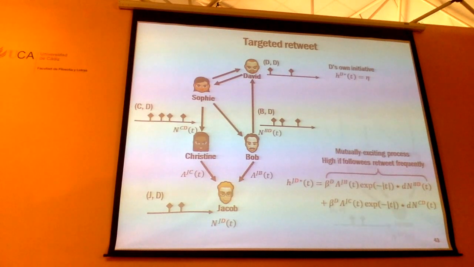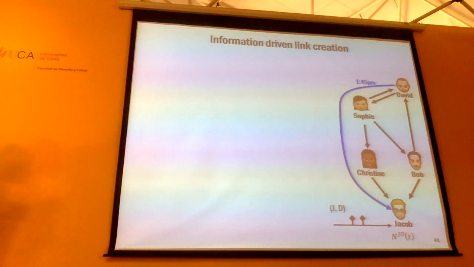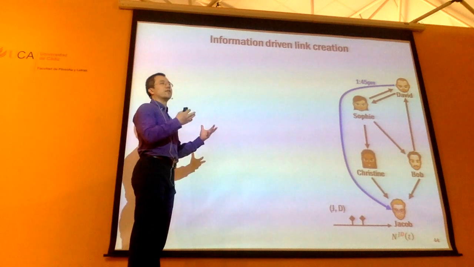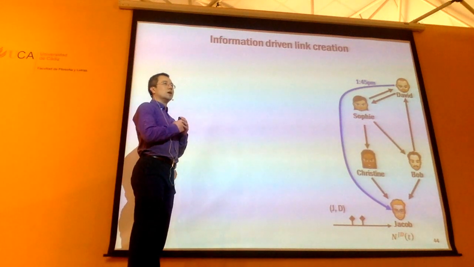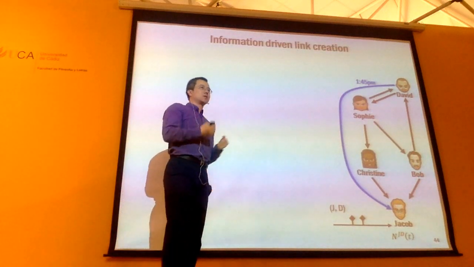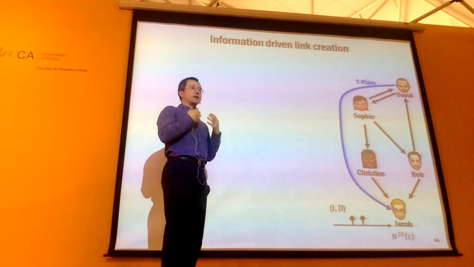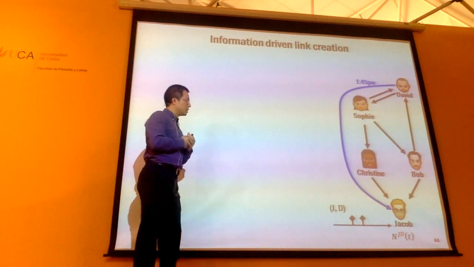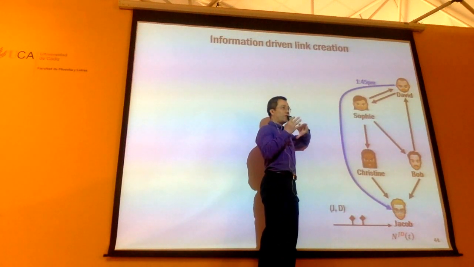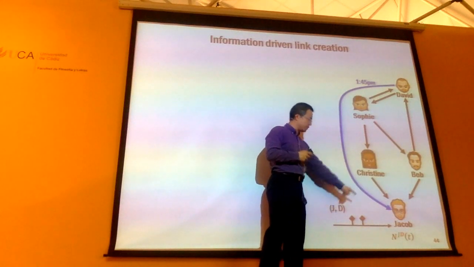How about the link creation process? The link creation process again depends on how Jacob is retweeting David. Jacob is going to connect to David if he finds that he's actually retweeting lots of tweets originating from David. He finds that David is a really useful information source, and then he decides to link to him. So whether Jacob is going to create a link to David or not depends on how frequently or how intensively Jacob is retweeting the tweets from David.